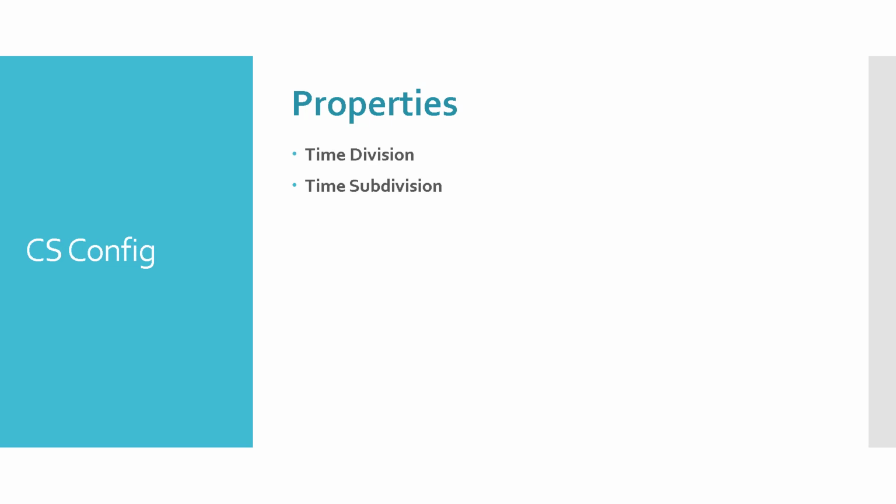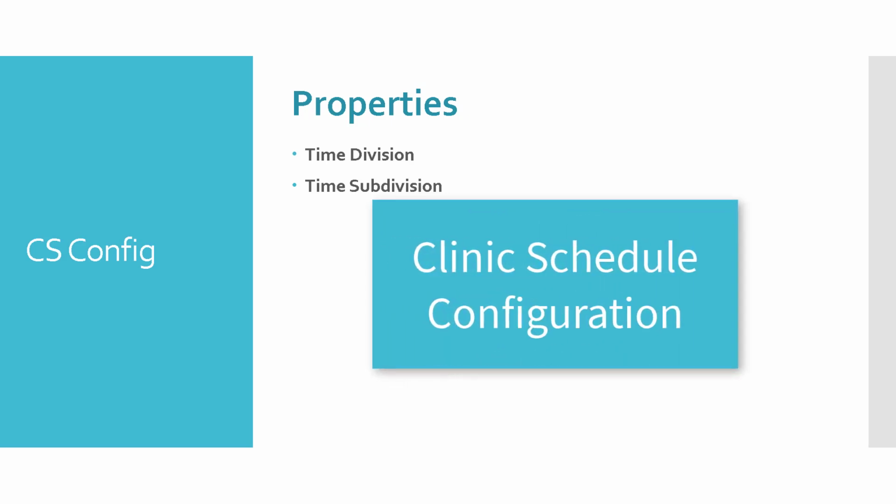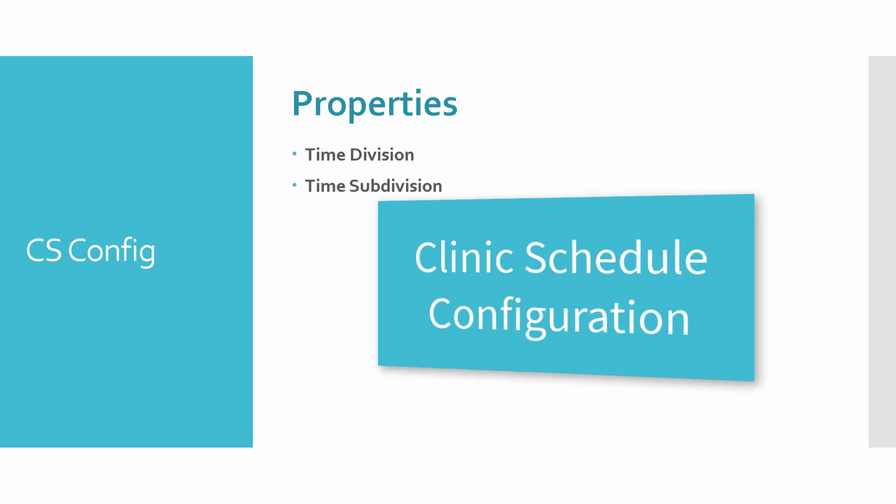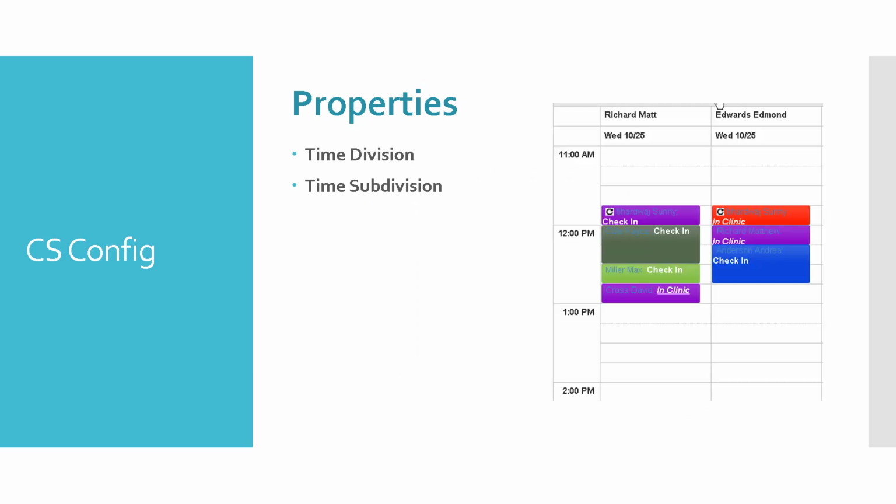The last of the schedule configuration submenu items is CS-config, which stands for Clinic Schedule Configuration. This controls the block breakdown of the clinic schedule. Time division controls the intervals the outer column is broken into. Time subdivision breaks the outer blocks into a smaller grid per hour.